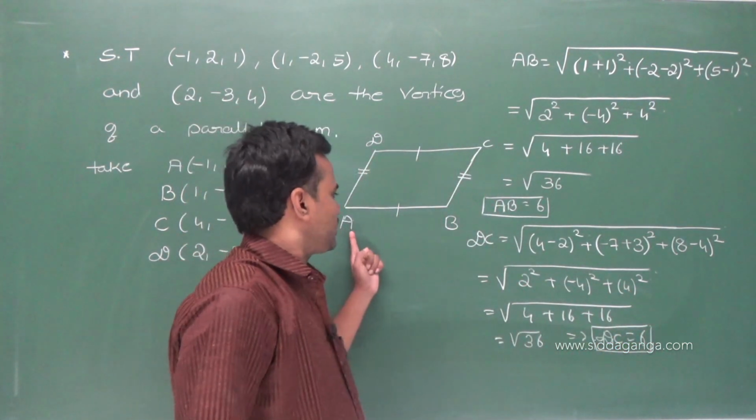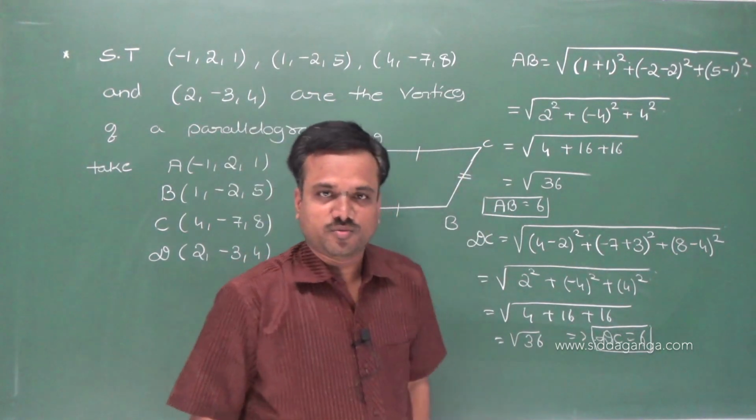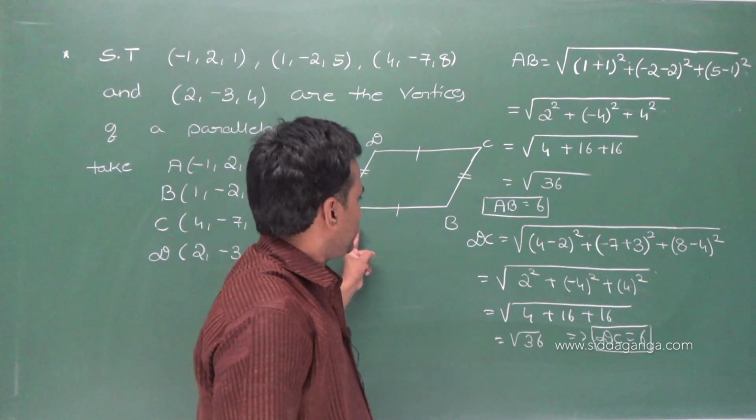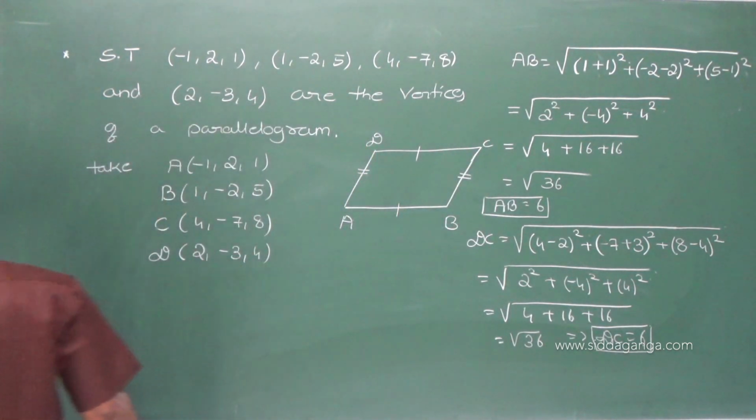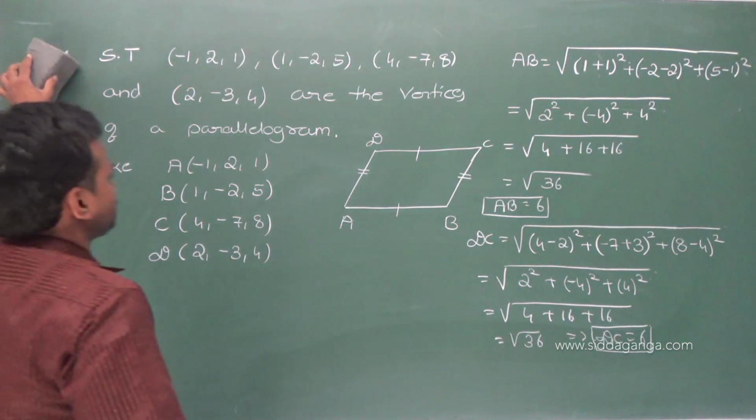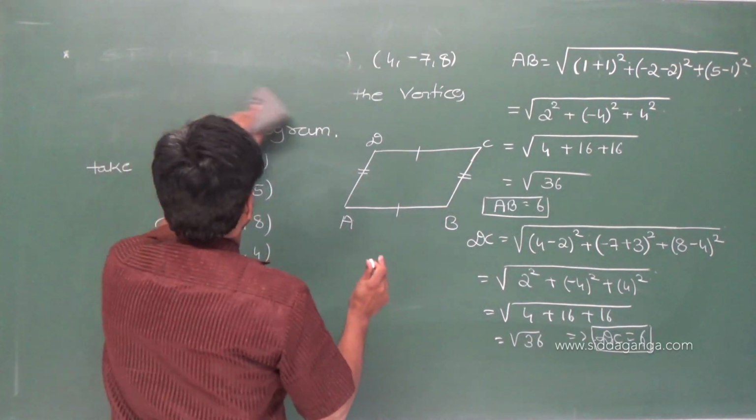That is 6. Observe here what we got: AB is equal to DC. One condition is over. Similarly, we find the distance from A to D and the distance from B to C.